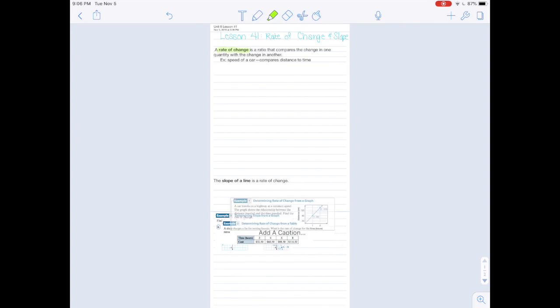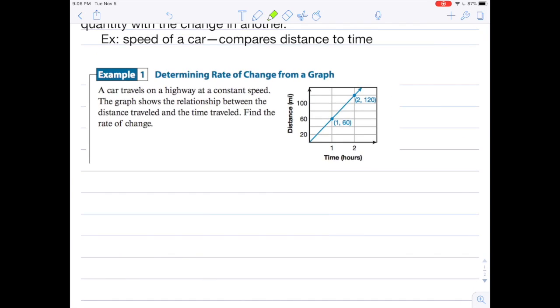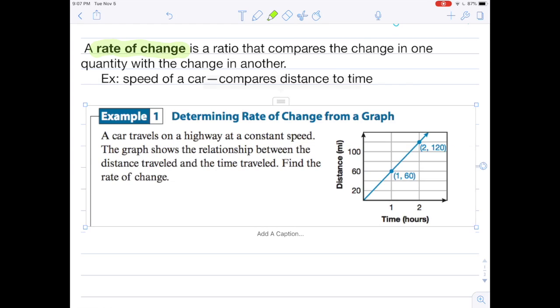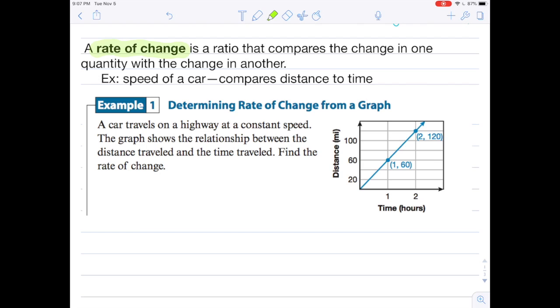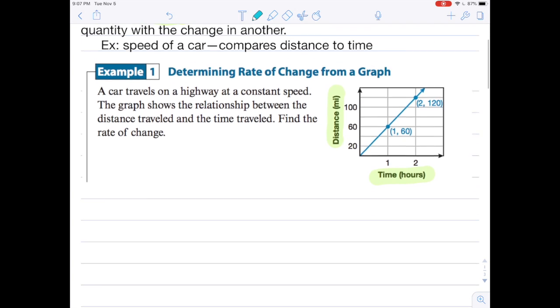Okay, so let's jump right into it with an example here. Let me grab my example. Here we go. So, this example says a car travels on the highway at a constant speed. The graph shows the relationship between the distance traveled and the time traveled. Okay, so if we look over here on our graph, we've got the distance traveled and the time traveled. That's the two things we're comparing. Okay, we want to find the rate of change between these two measurements.